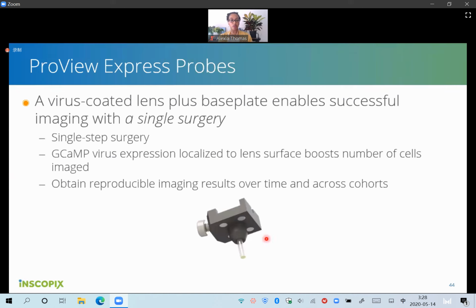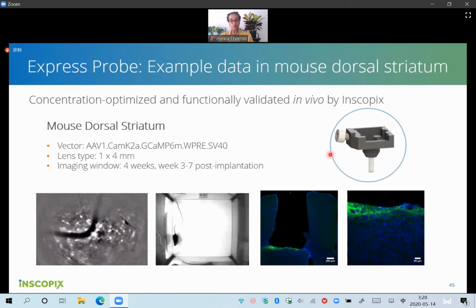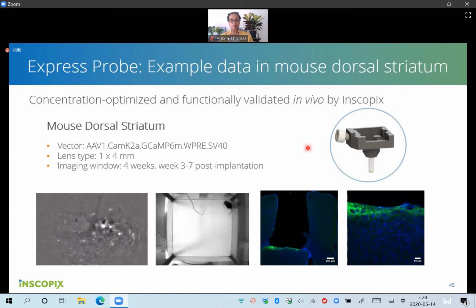This is enabled by the fact that, like the RTIs, we do actually optimize the concentration of virus that's painted on the probes. Of course, what's always exciting about a lot of these recordings is the beautiful imaging data that you can get. In this case, our ProView Express probe has been validated in the mouse dorsal striatum, and you can see here the vector. It's an AAV1 with a CAMK2A promoter, so it is more general. It expresses both in D1 and D2 medium spiny neurons in the dorsal striatum.